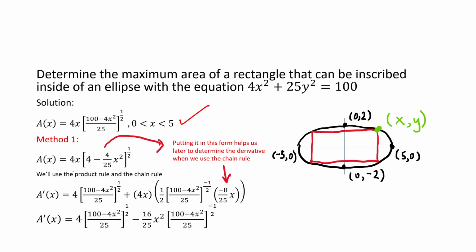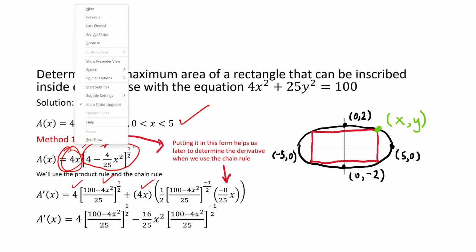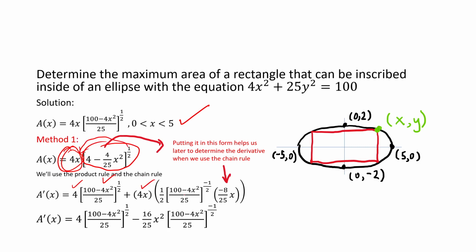So let's use the product rule. The derivative of the first is 4, times the second function, we leave it alone, plus the first function, which is 4x, times the derivative of the second function. So we'll move that 1/2 in front and reduce the exponent by 1 to make it negative 1/2. And then we've got this negative 4/25 x squared. The derivative of that is negative 8 over 25x.